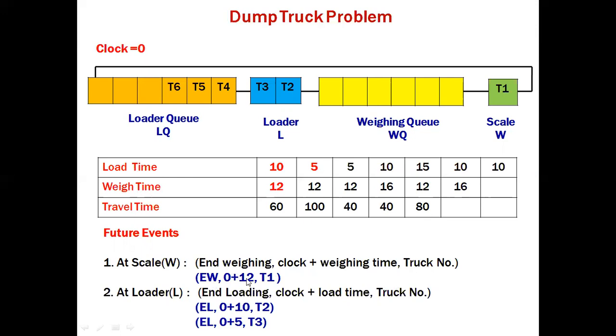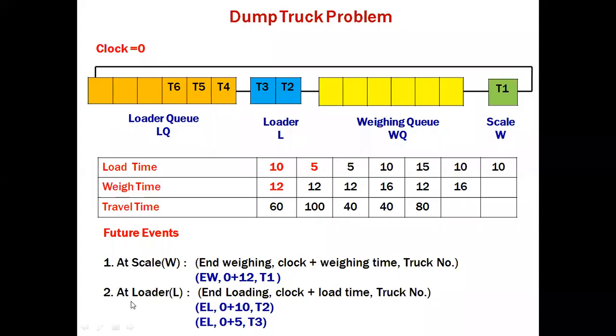As soon as you put 12 here, you cross it out in your answer booklet. In case the question is asked, you write down 12 here and then you put a cross here. Otherwise, you will have lots of confusion with the different values. And the truck number is T1 here.